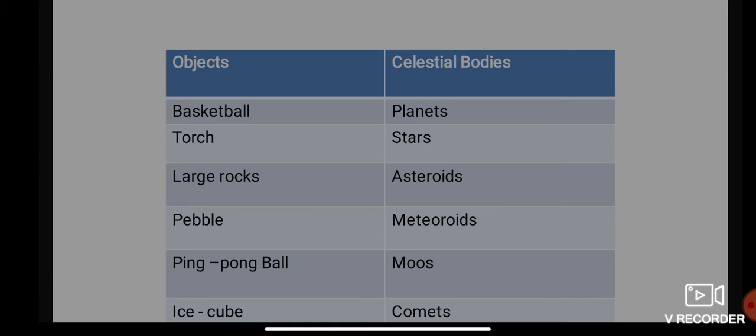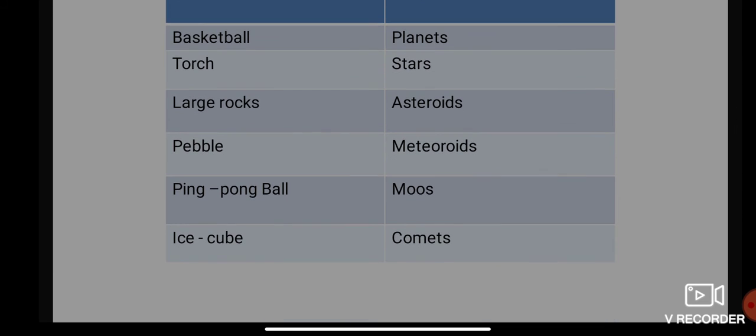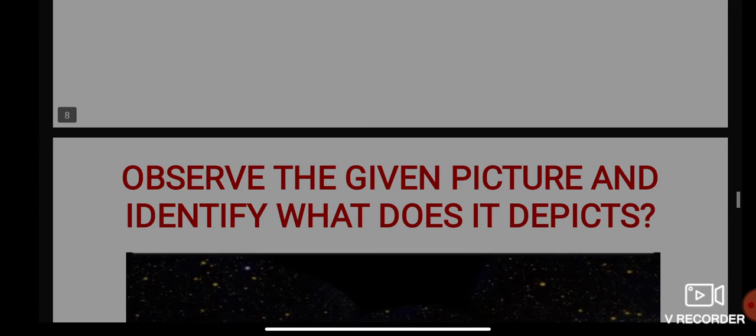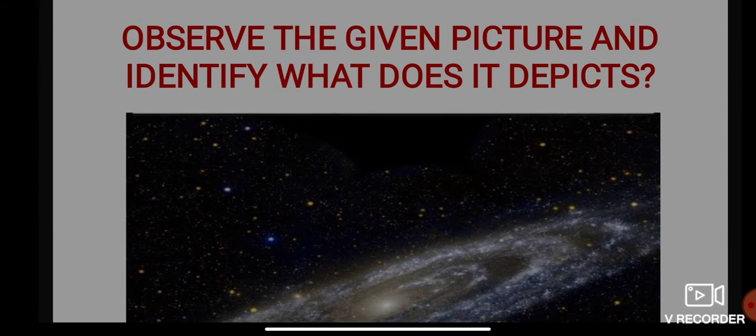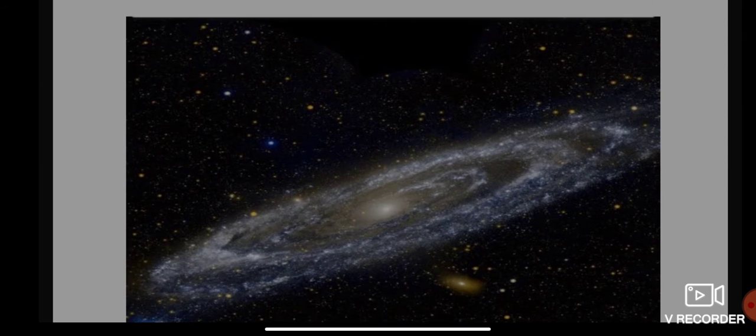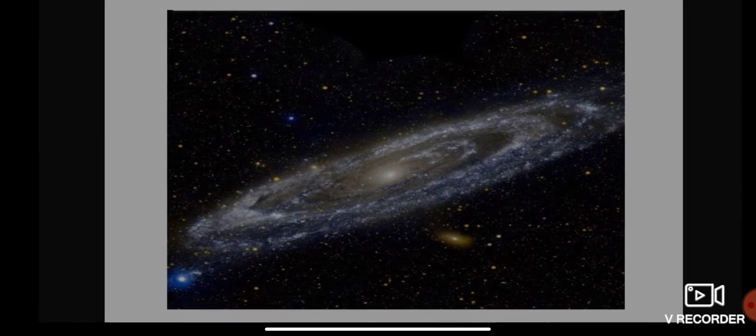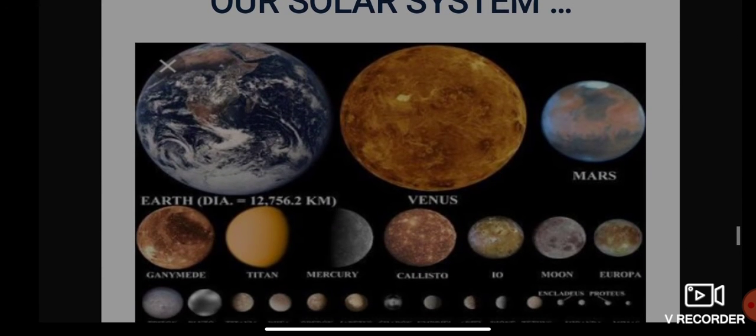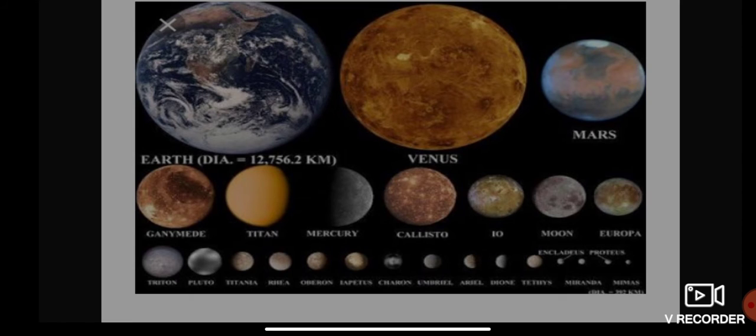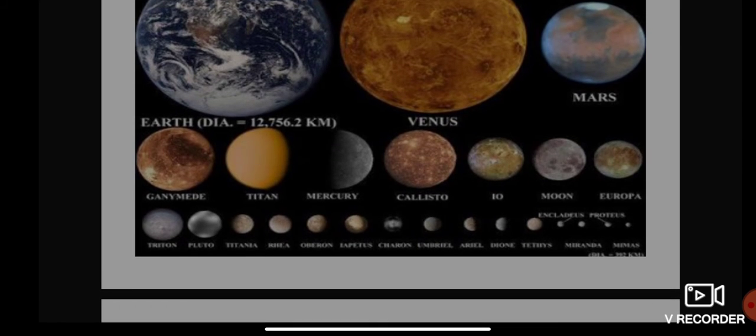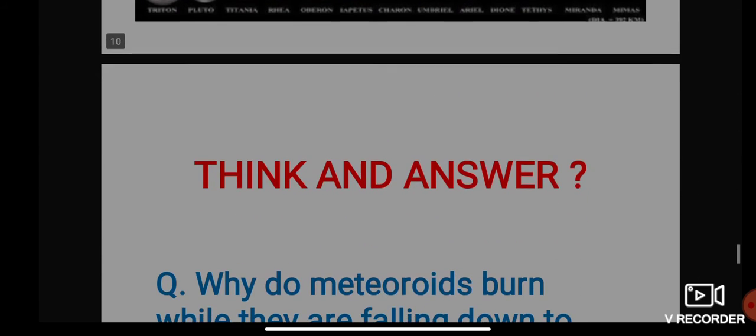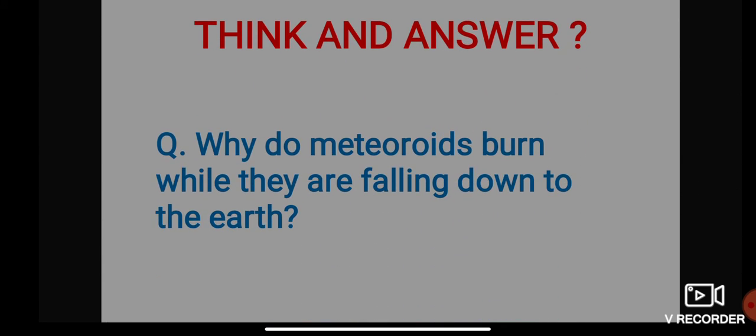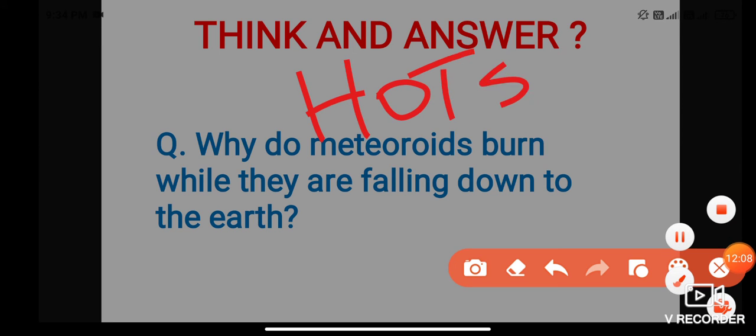This is how celestial bodies are related to certain objects, as we have learned. Now the last: you can observe the given picture and identify what it depicts. This is a picture of a galaxy, our Milky Way, and these are our solar system: the Earth, Venus, Mars. Think and answer, and this is a hot question, a higher order thinking question.